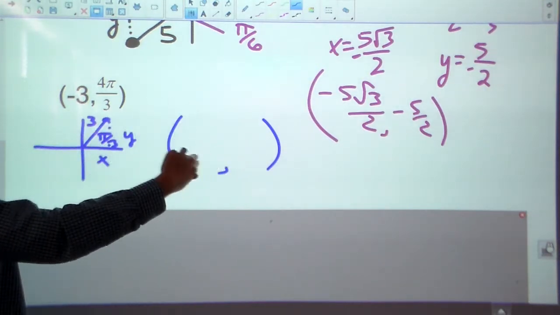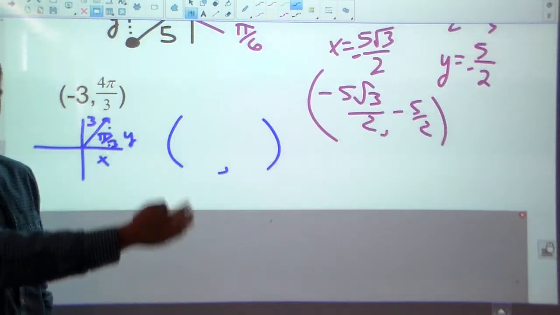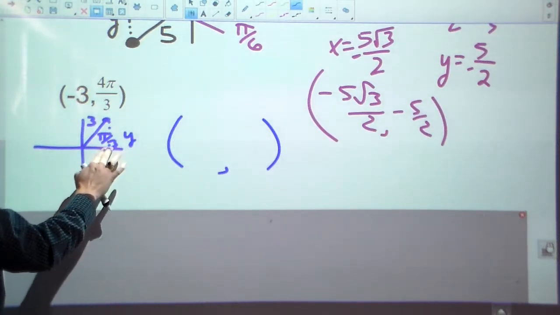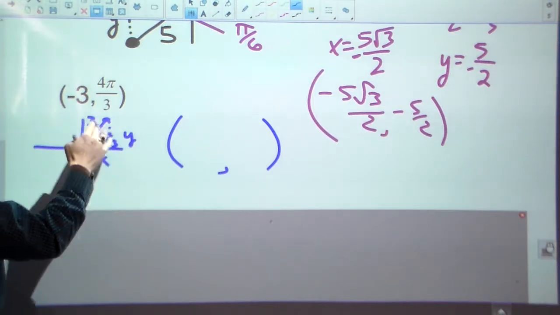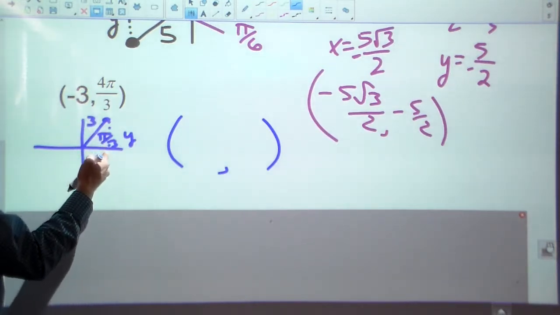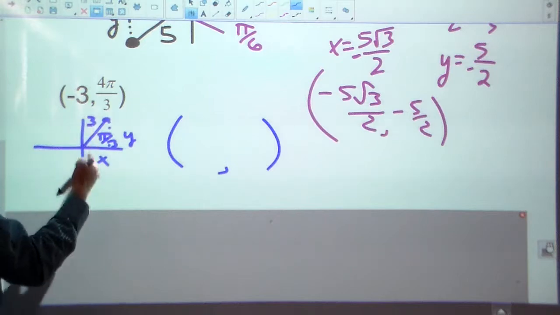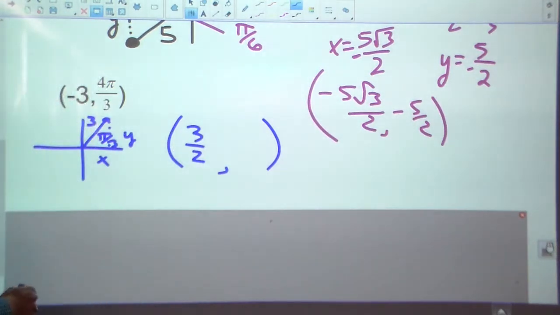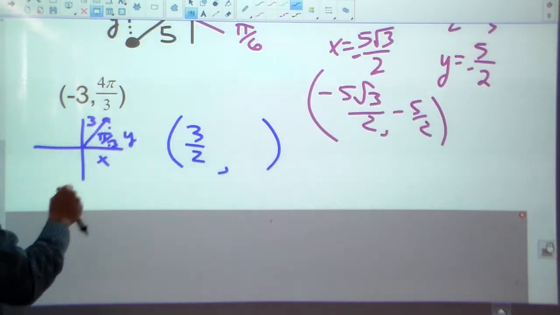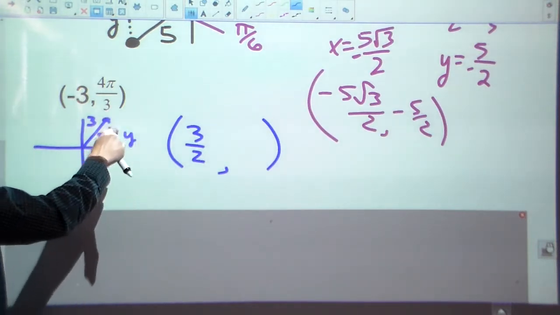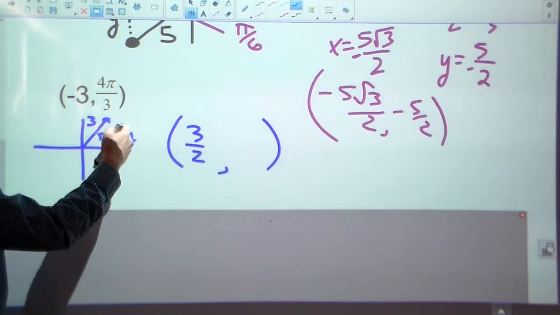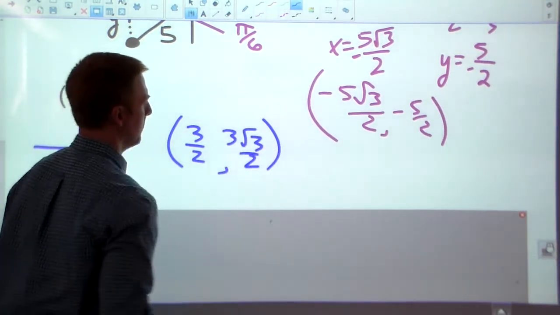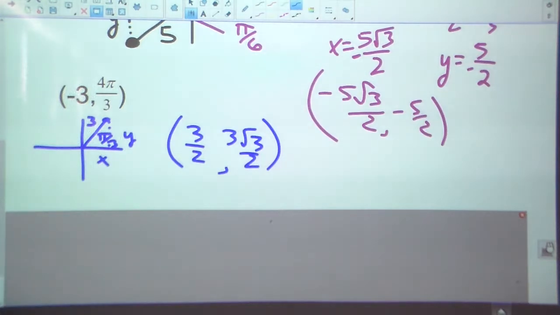It's going to be pretty much the same ratios you've already done. That's why I don't really want to write it all out. So cosine of pi over 3 would be 1/2. And that would be equal to x over 3, so multiply by 3, so 3/2. And to get your y coordinate, well, the sine of pi over 3 is square root of 3 over 2. And that would equal y over 3, so multiply by 3, 3 square root of 3 over 2. There's your x and y coordinates for that point.